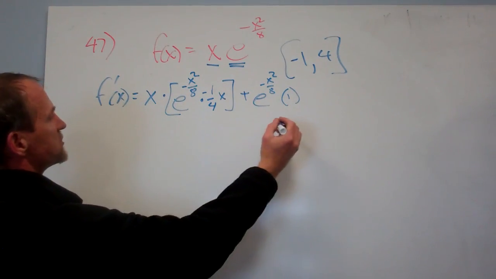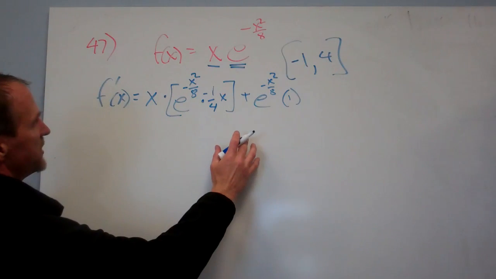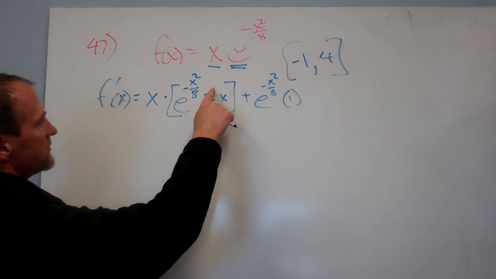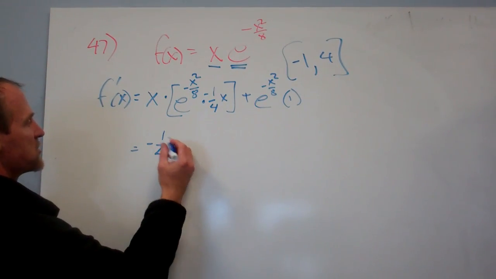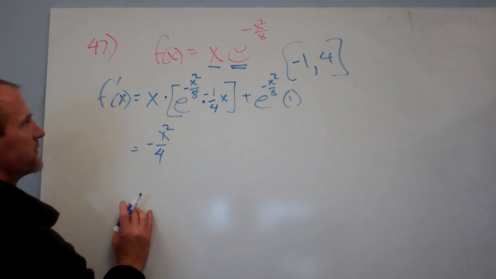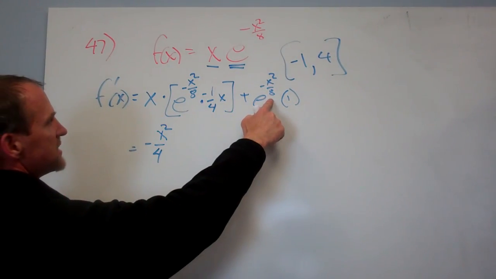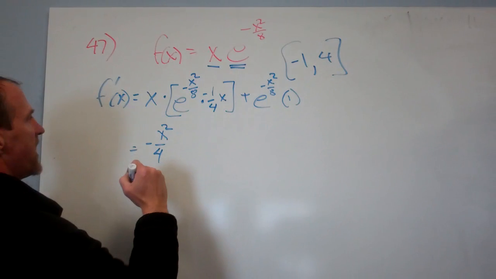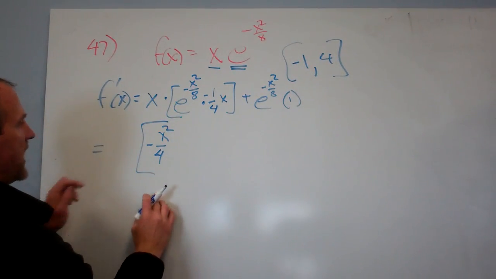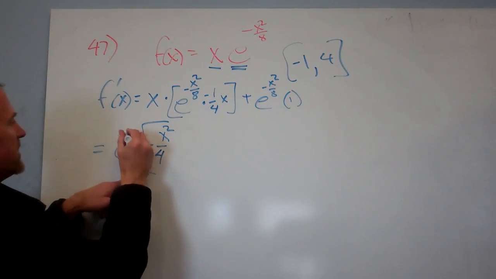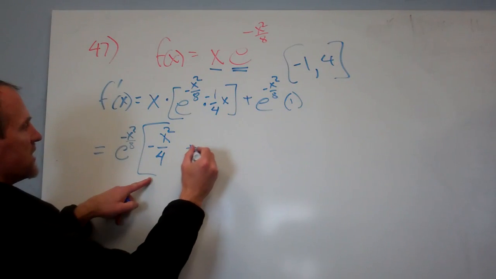Okay, so that's the derivative, and I'm going to set this equal to 0. Before I do that, let me just tidy it up a little bit. This x times that negative 1/4 x makes this negative 1/4 x squared, but I'm just going to put that in the numerator. Okay, and then I've got e to this and e to this here, so I can actually just factor that out. And if I do that, I'm going to have this part with the e to the minus x squared over 8 on the outside times this, and then plus 1.